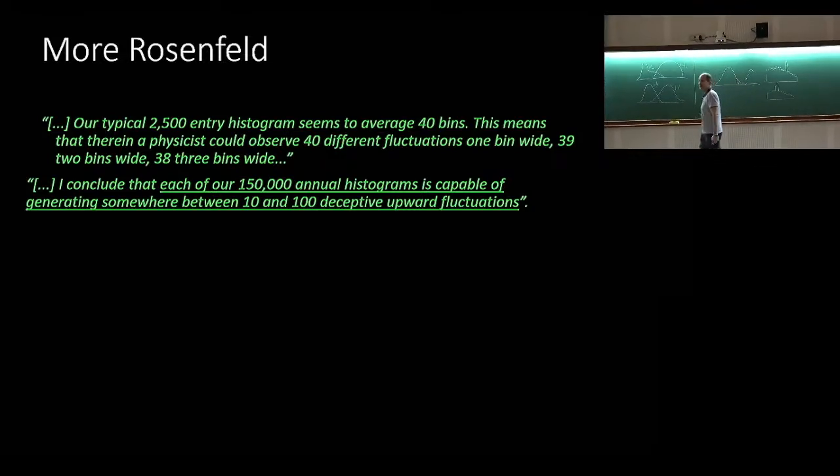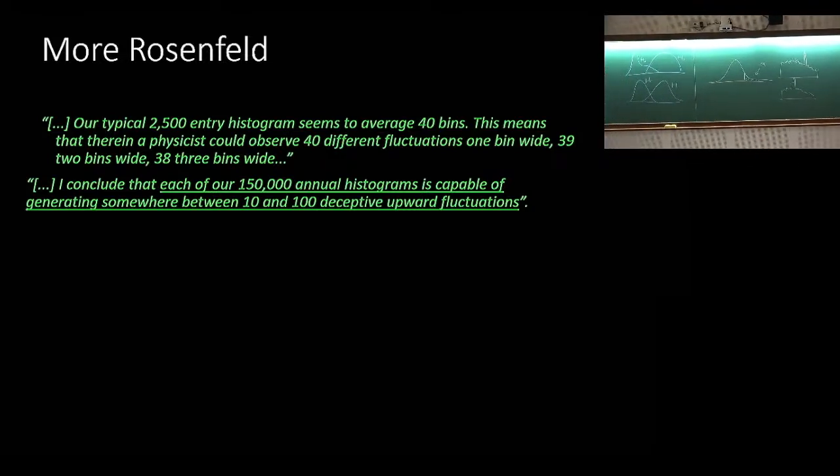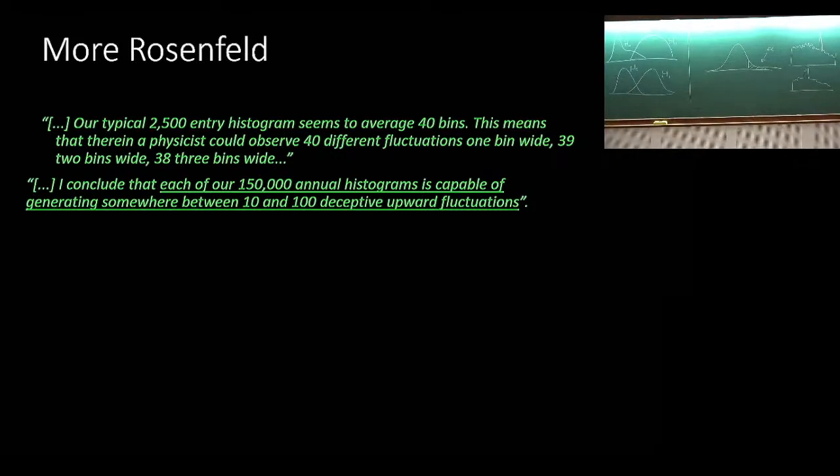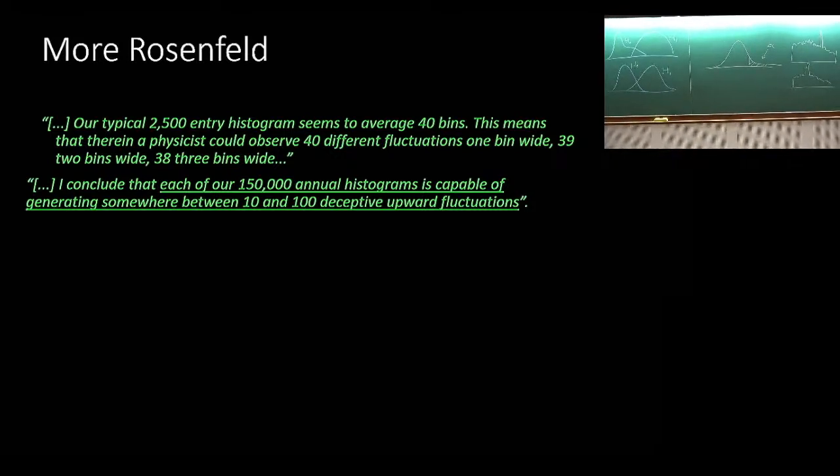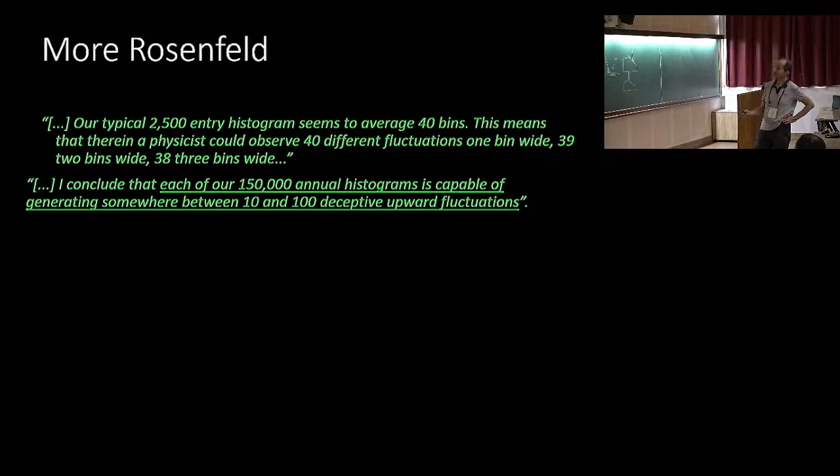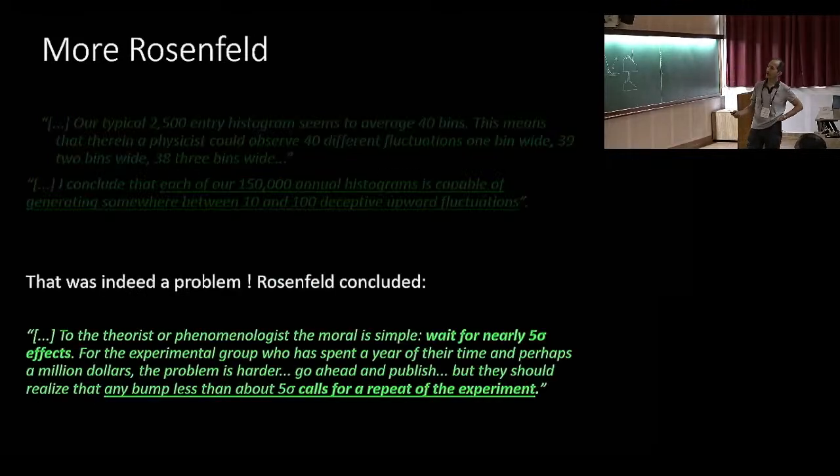And you can compute these numbers with toys. I've done it. You could do it. And so he had already done the calculation in 1968, with no computers to do toys then, but he concluded that there was a certain number of upward fluctuations in the 2 to 3 sigma range every year. So that is a problem, and he concluded, to the theorist or phenomenologist, the moral is simple: wait for nearly 5 sigma effects. So he's the first one that advocated the 5 sigma criterion for discovery level significance.